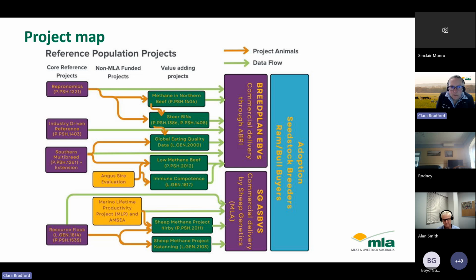But the great part about this is that all of the data from not only these core references, but also these additional projects has flowed through into our commercial evaluations, including BREEDPLAN through ABRI and OVIS through Sheep Genetics.